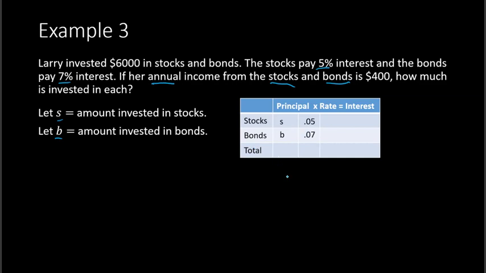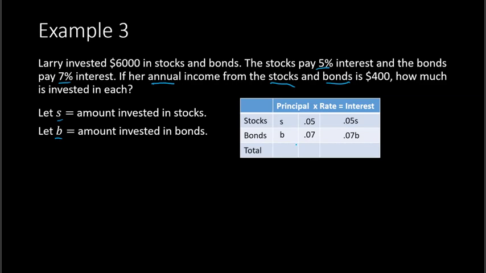And we said interest is principal times rate times time. And time is 1 year, so just ignore the time aspect for this problem. Just take principal times rate. We have, for stocks, S times 0.05, or 0.05 times S. Bonds is B times 0.07, or 0.07 times B, same thing.